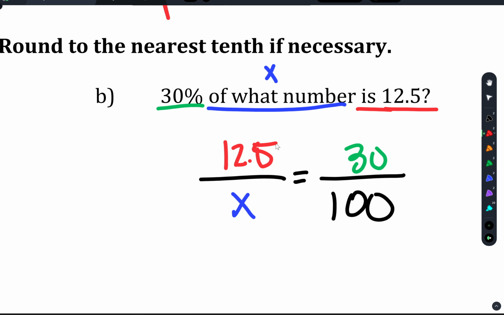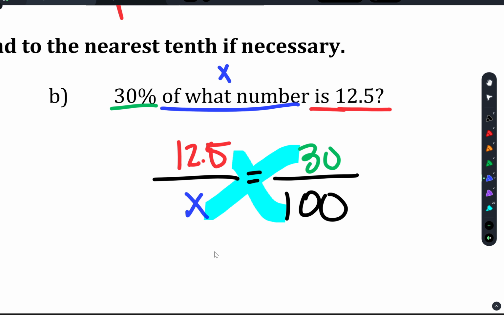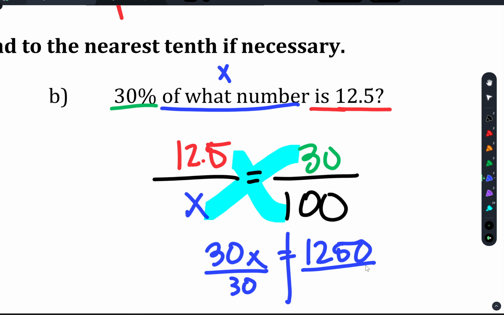And I cross multiply to solve. 30 times x is 30x. 12.5 times 100 is 1250. Divide both sides by 30 to get x equals, what is that number? 41.7.